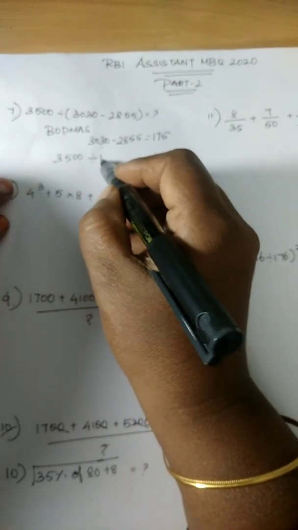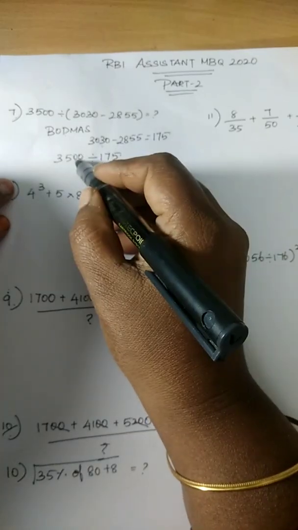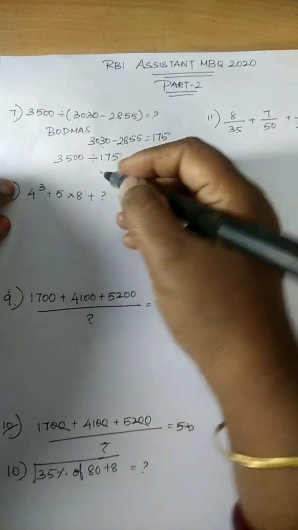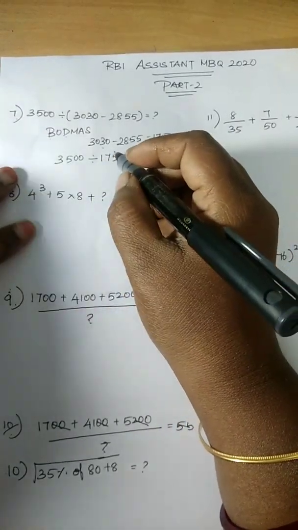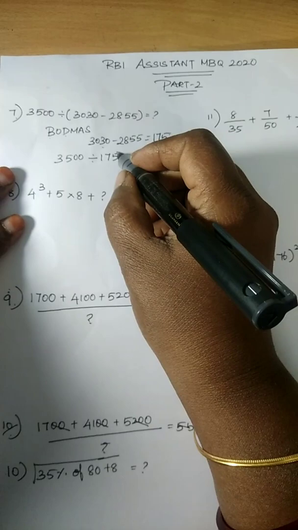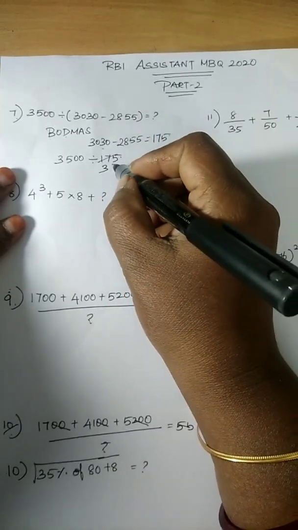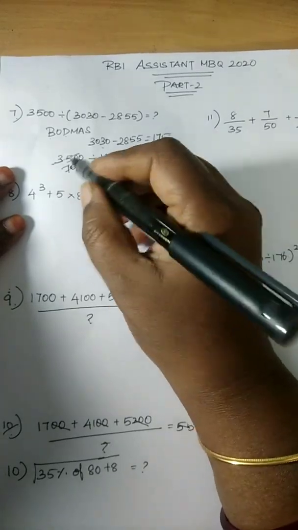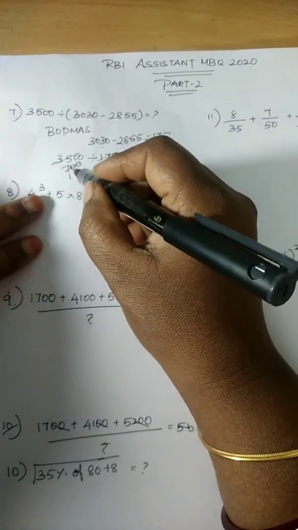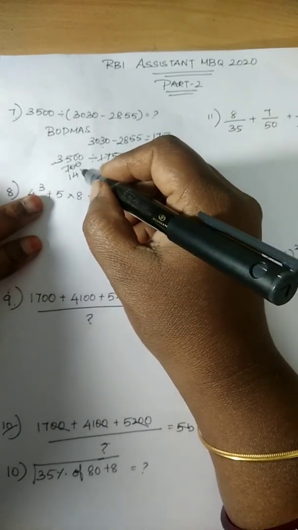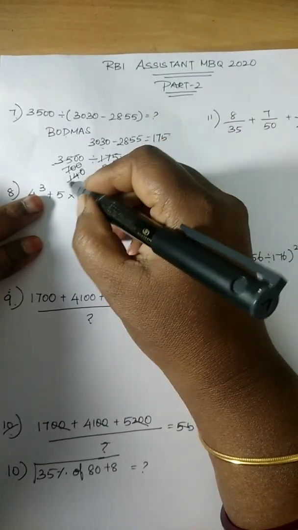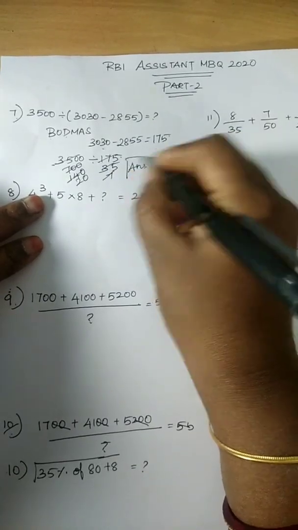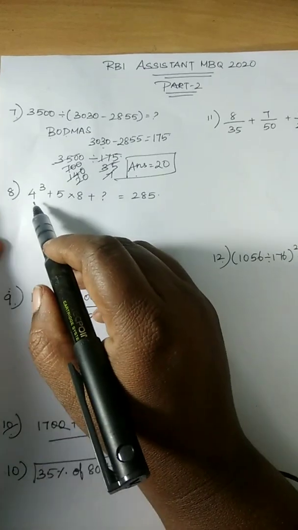3500 divided by 175. Next, only division, first the bracket and then followed by division. So let's cancel it by 5. 5 threes are 15, 5 sevens are 35, 700 again, 5 sevens are 35, 140 again, 7 twenties are 140. So the answer is 20. Okay, and then the 8th question.